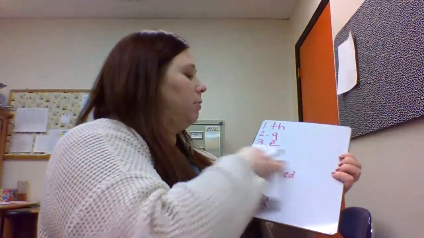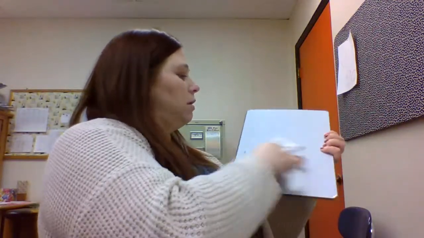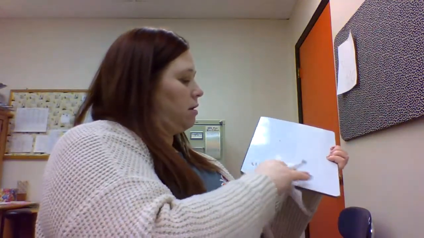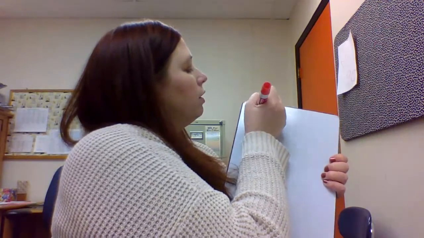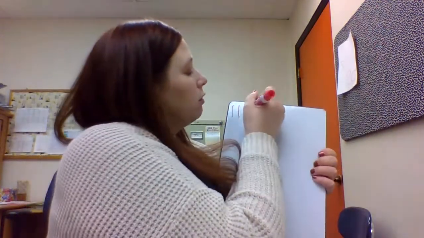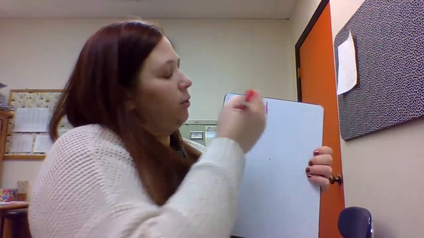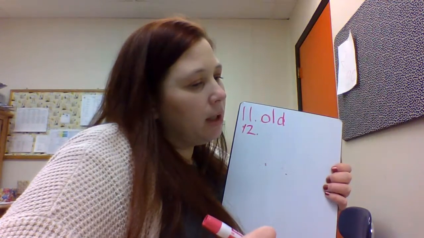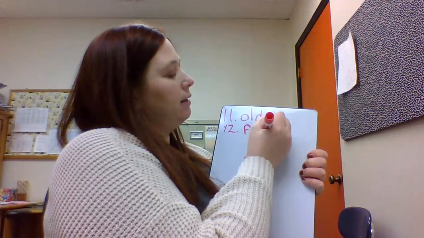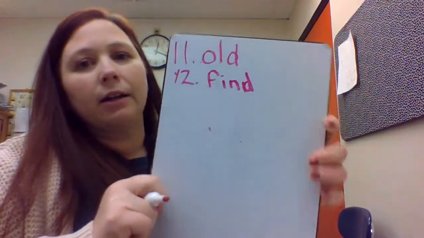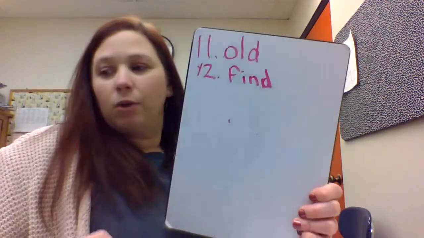We're going to practice spelling a couple of words. All right, we are going to spell on number 11 the word old. Remember, this is one of those wild colt words. Old. O-L-D. Number 12 is going to be find. This is also a wild colt word. Find. All right, make sure you have those two down.